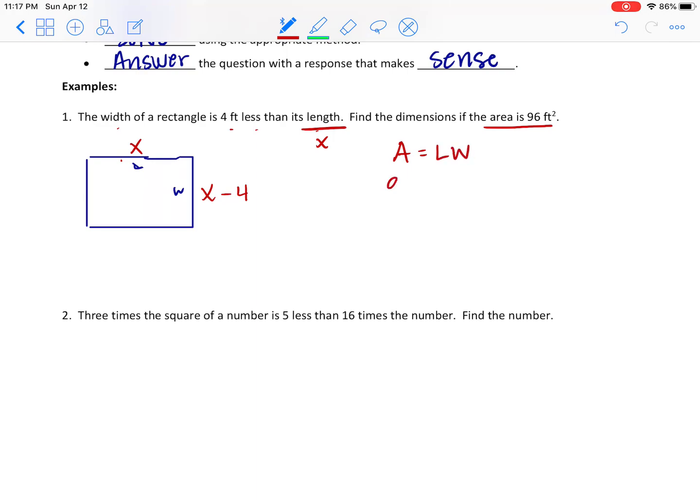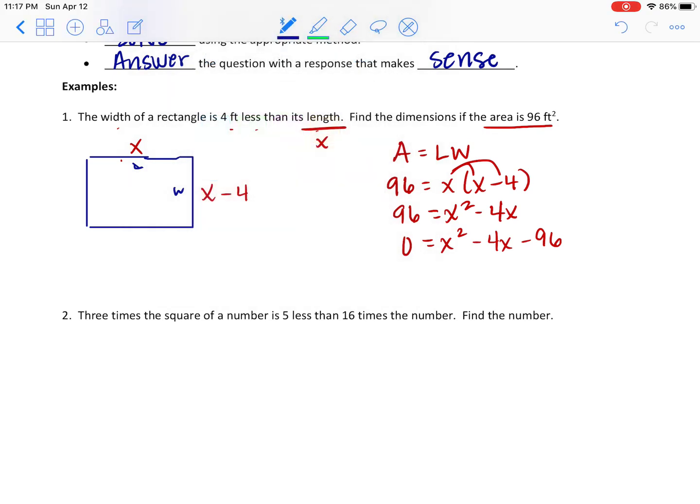So in this case, we know area is 96, and our length and our width are x and x minus 4. So we have 96 equal to x squared minus 4x. And we're going to go ahead and move that 96 over. So x squared minus 4x and then minus 96, and see what's going to be appropriate for solving here.